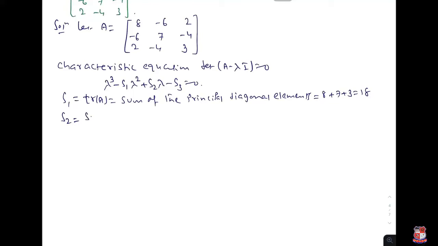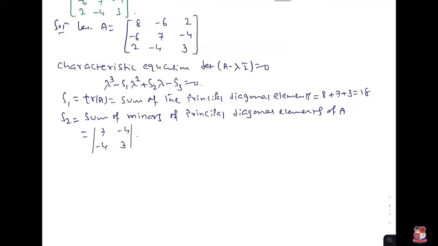S2 is sum of minors of principal diagonal elements. And that is nothing but the minor of 8. So here we have these 4 elements. So that is 7 minus 4 minus 4 3. Then plus minor of 7. So we have these 4 elements 8, 2, 2 and 3. Then plus minor of this 3. So this will be nothing but these 4 elements 8 minus 6 and 7.